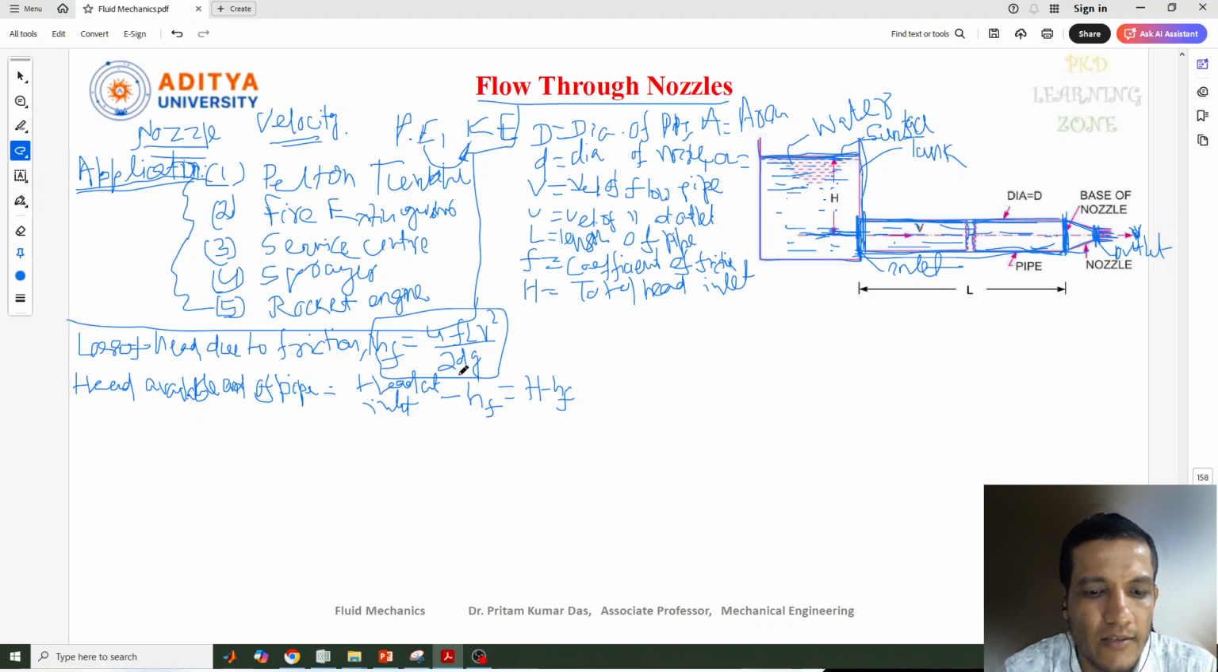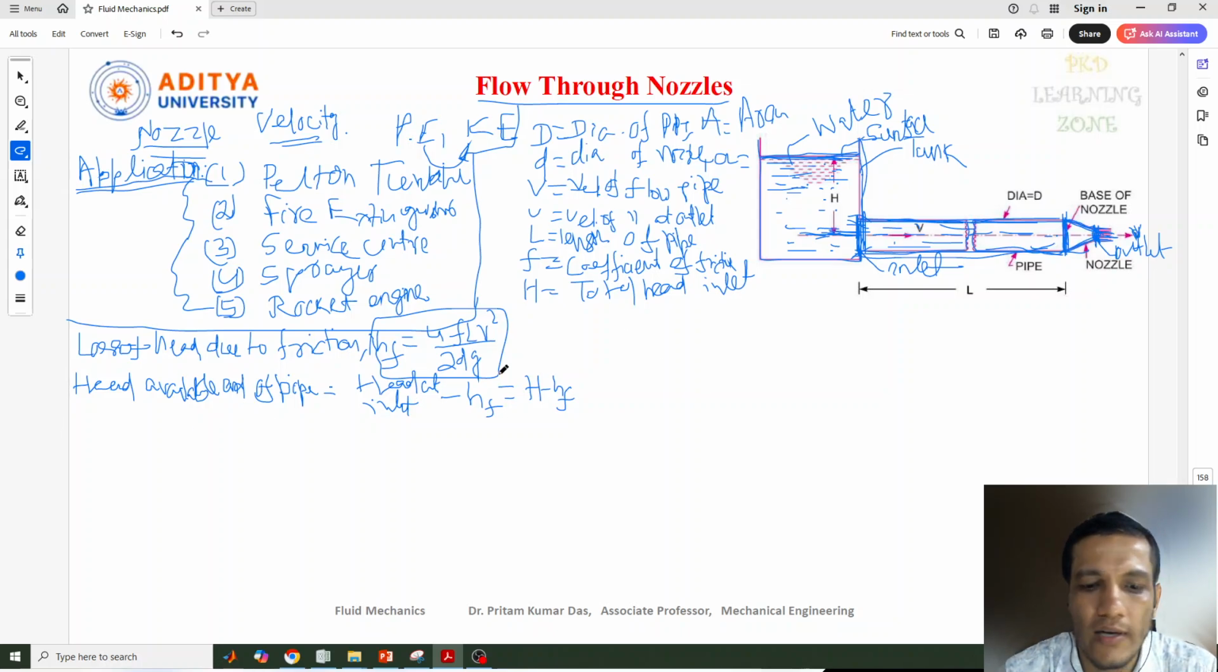And what are the minor losses? There are two things. One is at the inlet of the pipe, where the fluid is entering, which is very, very small, and the other is the convergence during the flow in the nozzle. Those minor losses, let us ignore.